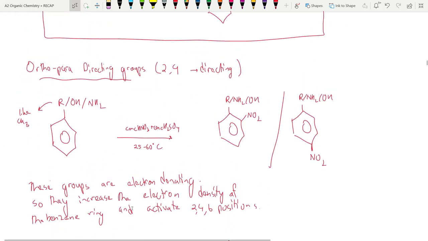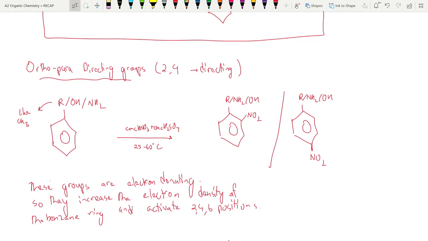Next, we need to know what ortho-para directing groups are and what meta directing groups are. So ortho-para directing groups are those which direct to the 2 and 4 position. So remember, there's no priority on the new group that's coming into the benzene ring. There is always priority on the group that is attached to the benzene ring in the first place.